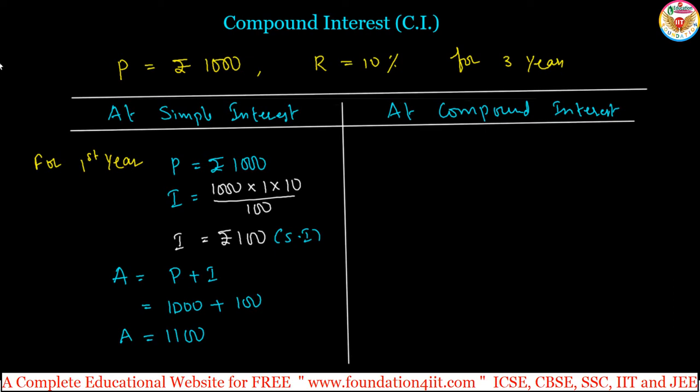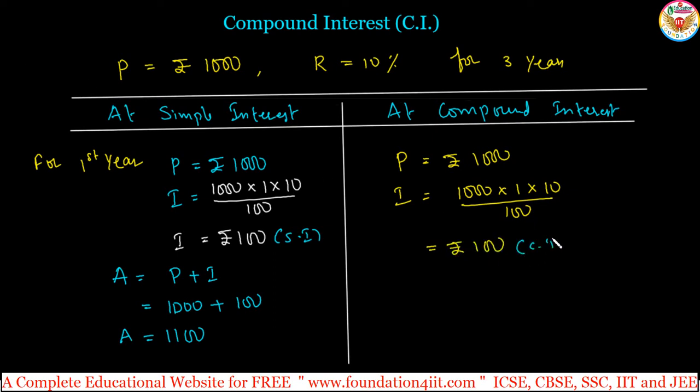In the same way, for the first year on this side, P is the same rupees 1000. You can calculate the same interest. Interest is 1000 into 10 by 100, which is the same rupees 100. So this is the compound interest. Again, the amount is P plus I. Principal amount is 1000 plus interest 100, so 1100. That means the first year compound interest is equal to simple interest. I is 100 and I is also 100 here, both are the same.